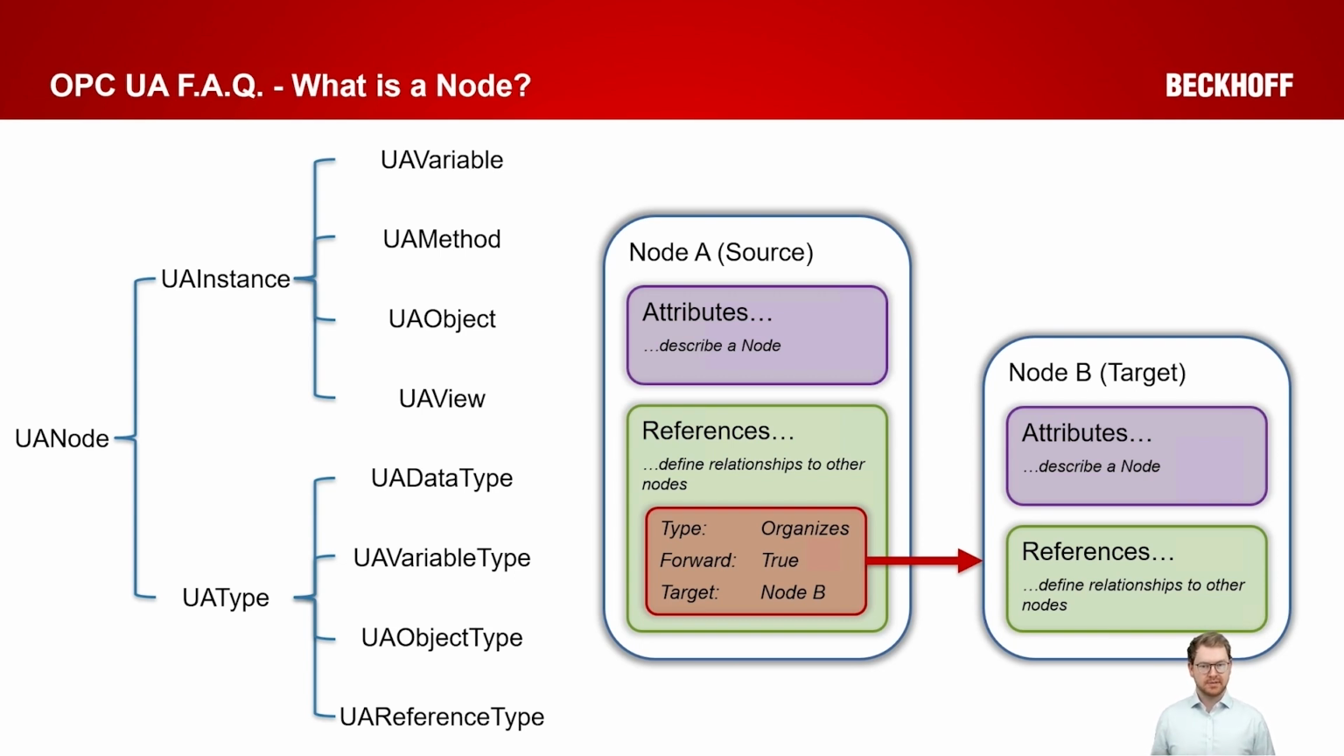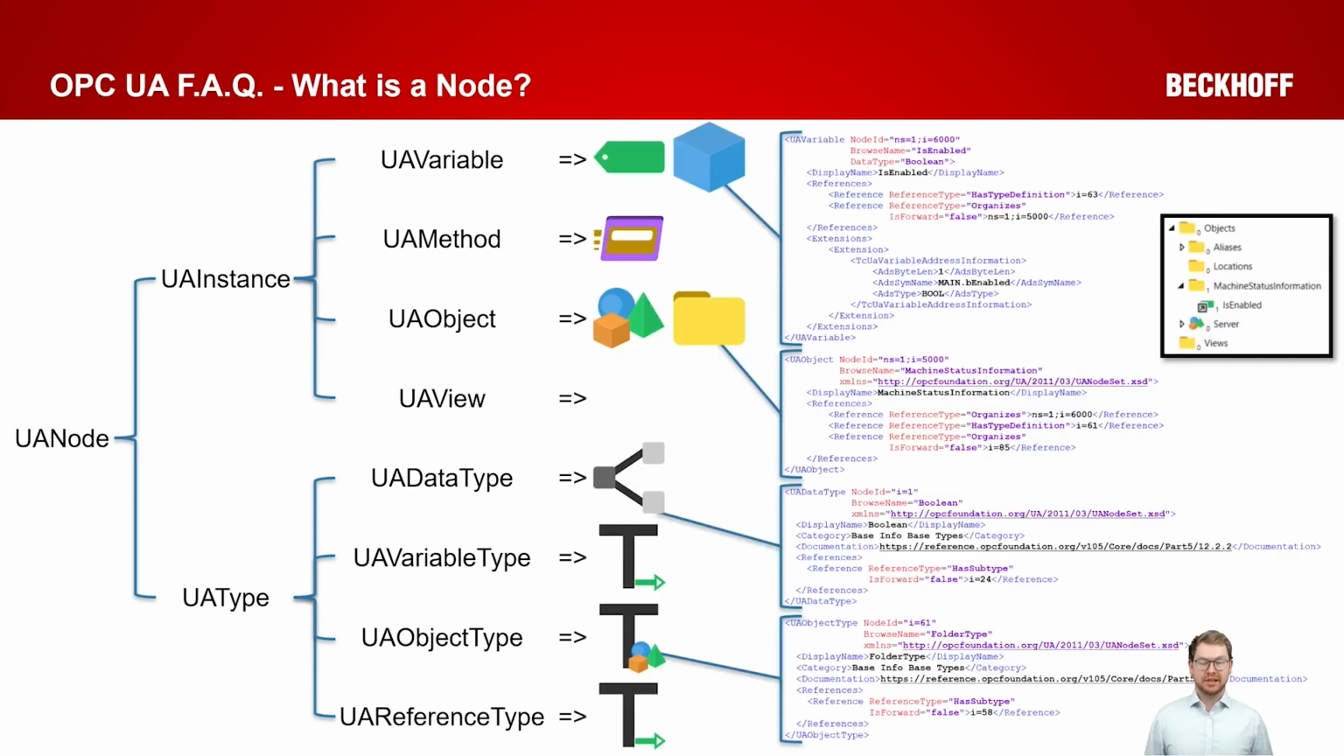Then under the types, first of all, you have the UA data type. This specifies the structure and constraints of data. The UA variable type is a template for variables, including their data type and allowed values. Then you have the UA object type, which is the template for objects, including variables, methods, and references. And last but not least, you have the UA reference type, which describes the properties of the relationship between 2 nodes. This is what it would look like in the real world, basically.